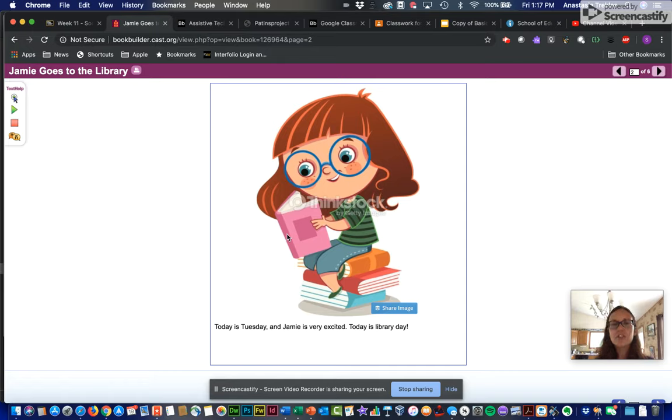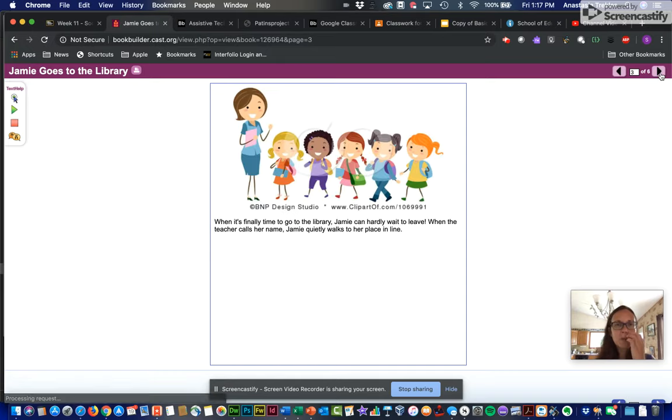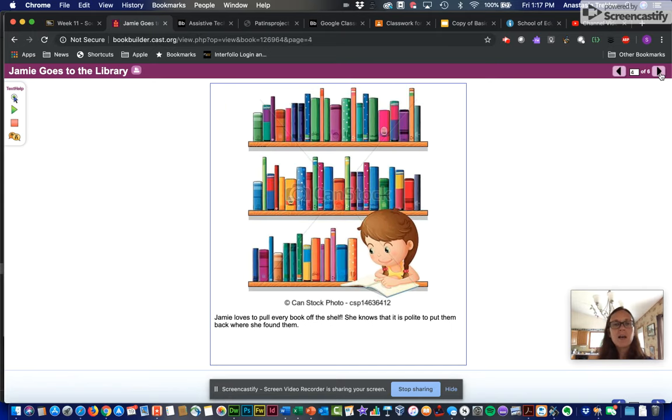Jamie's excited. She's going to the library today, and there's Jamie, little pictures. It's finally time. She's excited. She's constantly modeling good behavior. She's quietly waiting for her place in line where her name is called. Something we'd like to see Jamie do, right? Then she pulls the books off the shelves, but she knows it's polite to put them back where she found them. So it's okay to pull those books out, but just put them back where you found them.